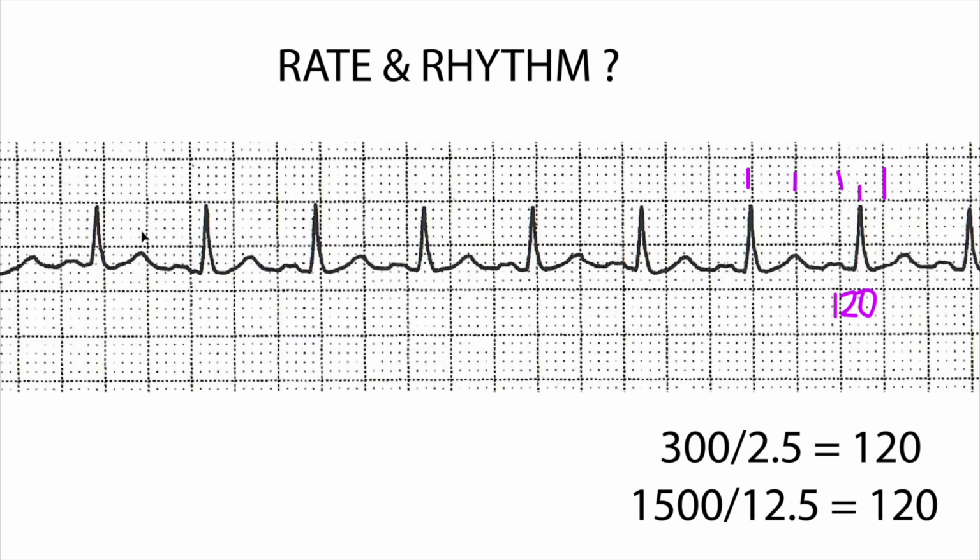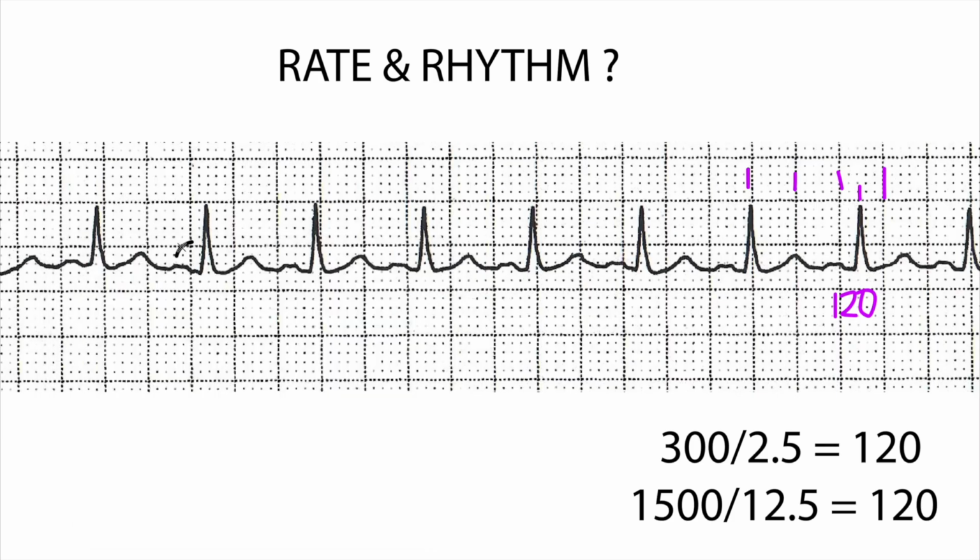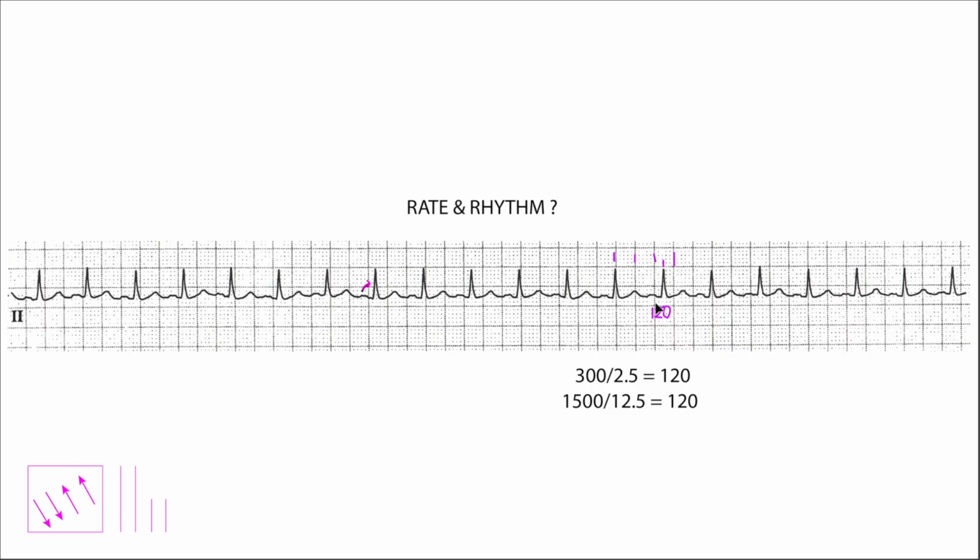So the P waves seem to be merged with the QRSs, or the QRSs are married to the P waves. Why is my color switching back to black? If somebody out there knows this, feel free to comment. All right. So the P waves seem to be giving rise to the QRS. Taking a closer look, the P waves are present in front of every single QRS, so this indeed seems to be an atrial-driven rhythm.